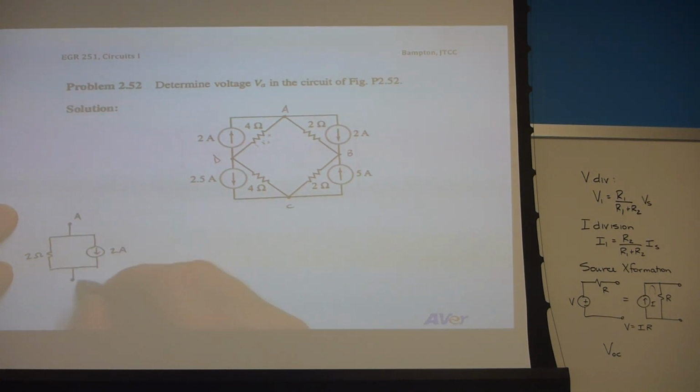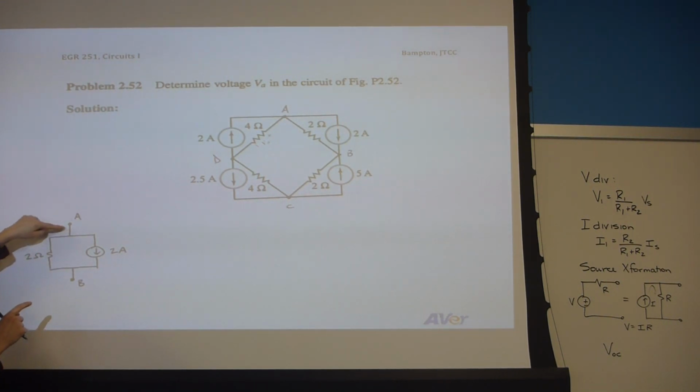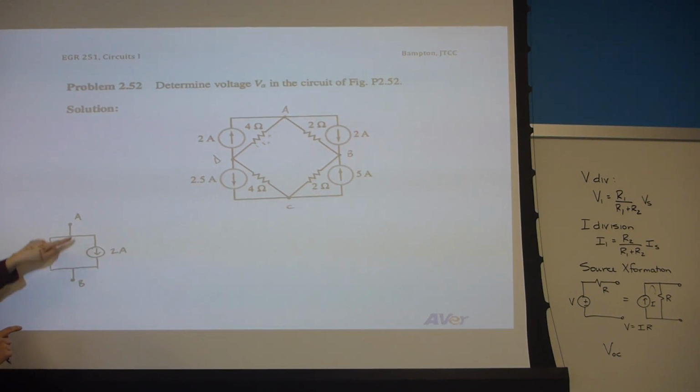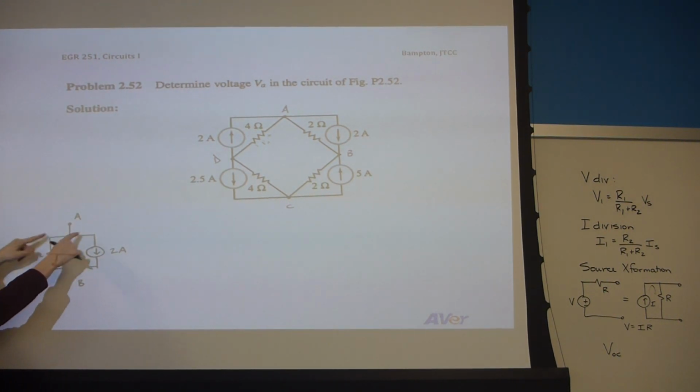So here's A, and here's B. All I've done here is stretch it out. Make sure that you agree that it's still connected. The current source is connected between A and B, and the resistor between A and B. It doesn't matter what configuration the wires take. Corners, circles, diagonals, it doesn't matter.